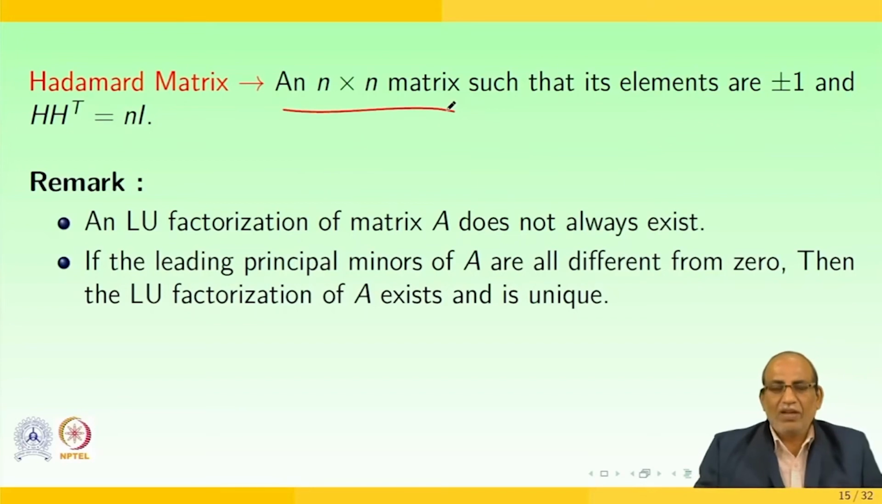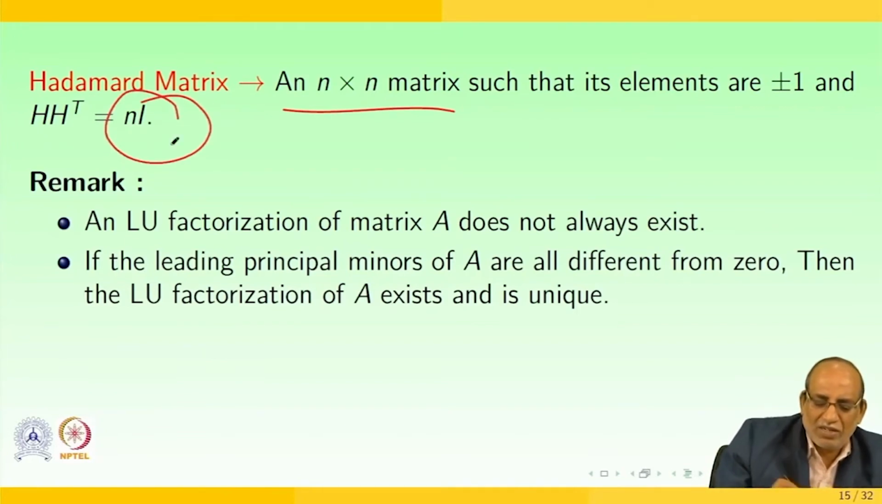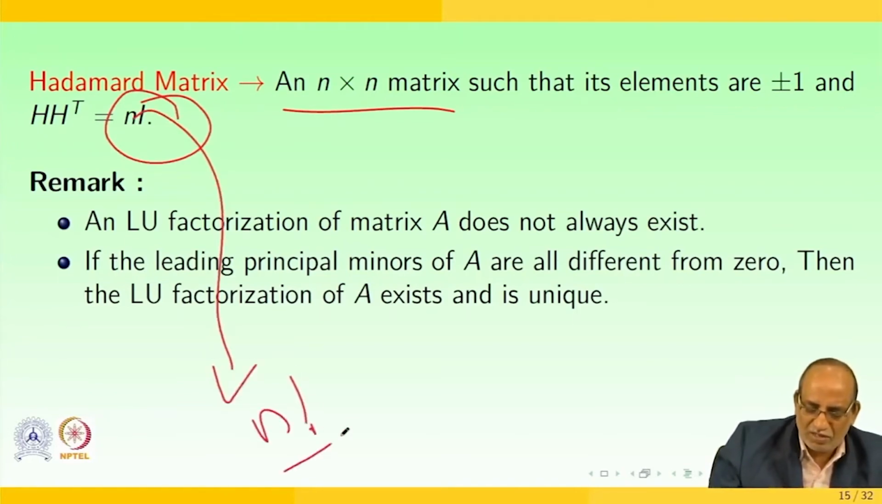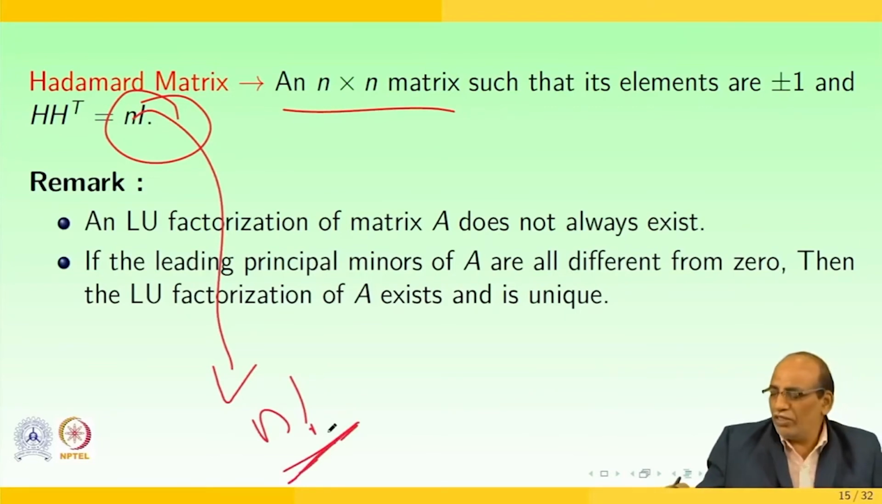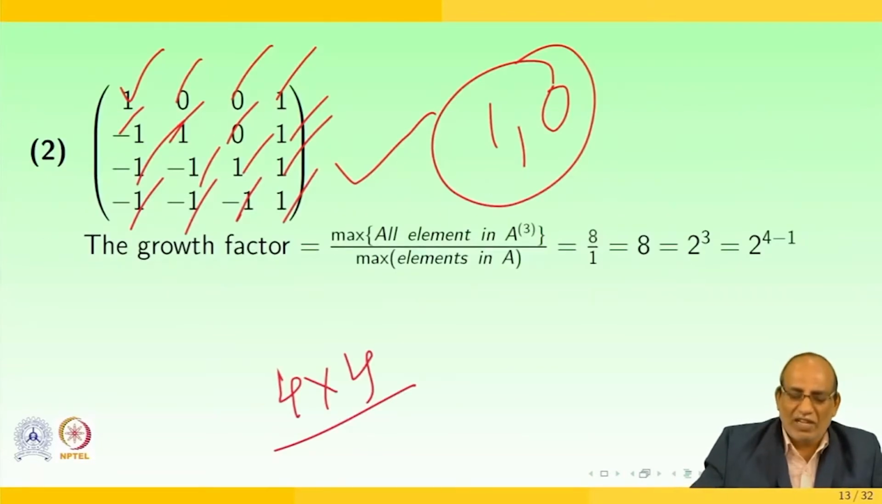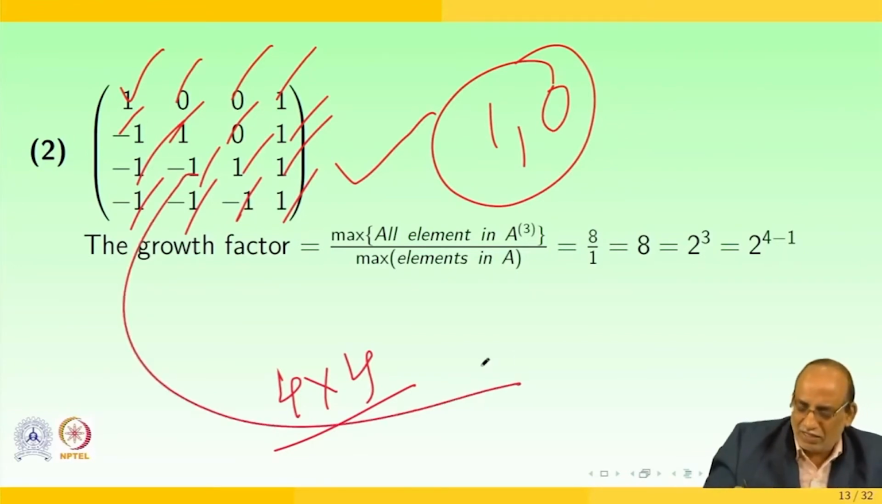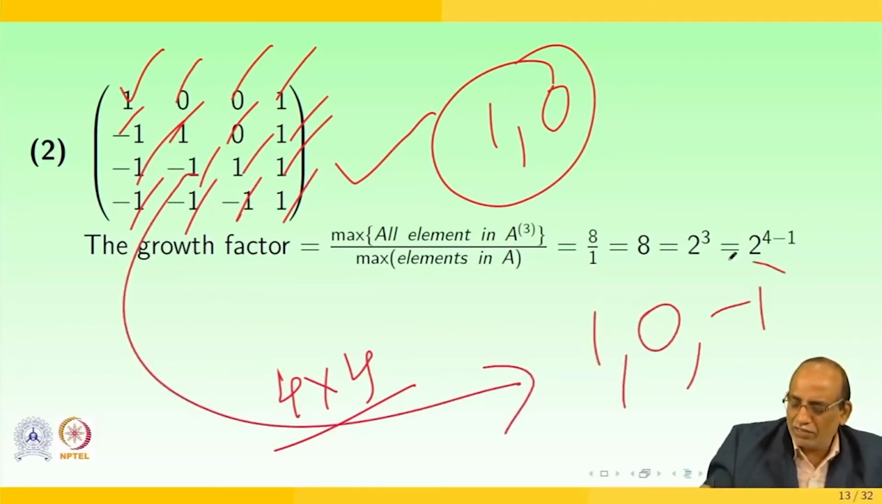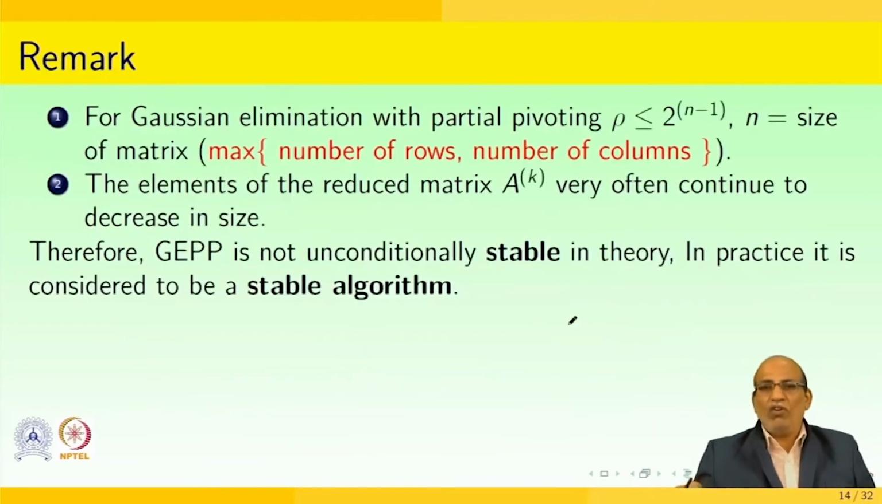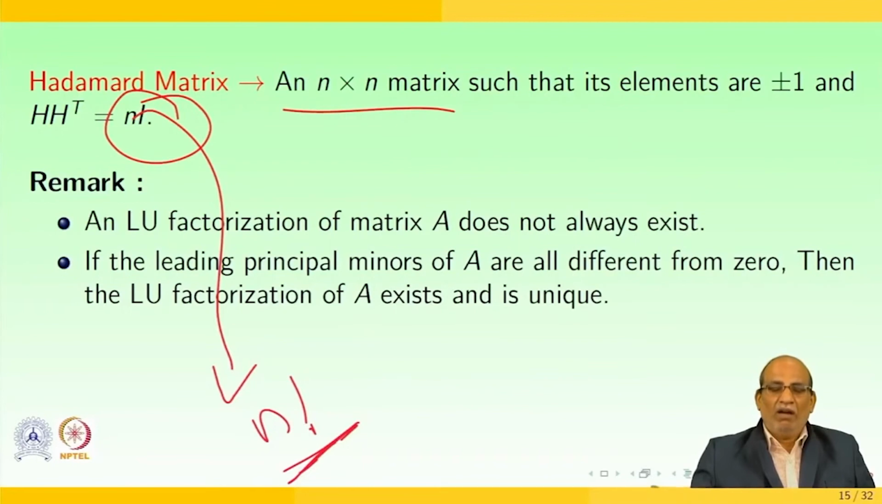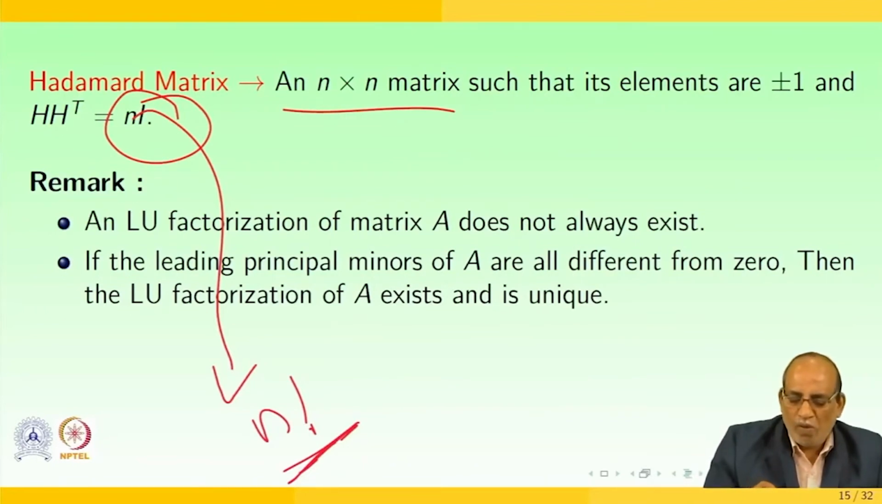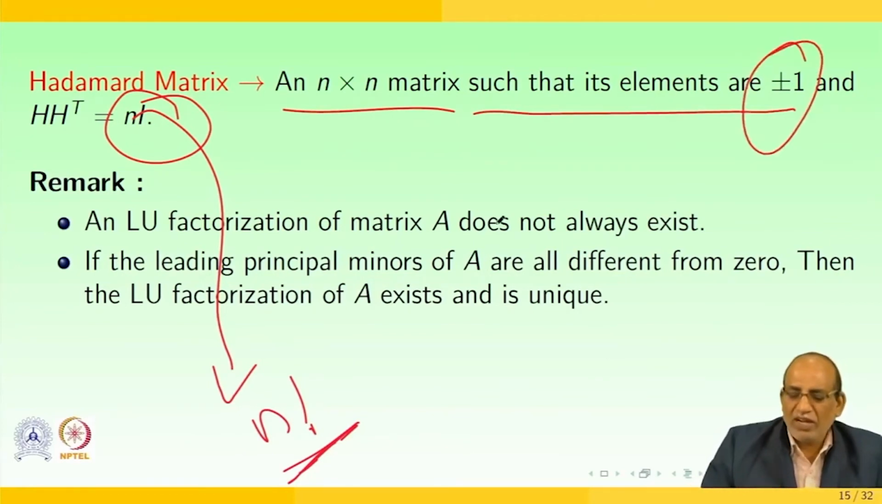Hadamard matrix. You see here, an n by n matrix such that its elements are plus or minus 1, right? And H times H transpose is n factorial over here. Look at here, this is n factorial. So in the previous matrix, if you look very closely, all the elements of this matrix are either 1 or 0 or minus 1, right? So now if you look at this n by n matrix, all elements are either plus or minus 1, okay, apart from 0.